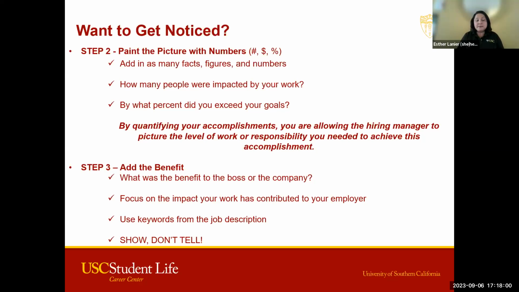And so add the benefit. So, how was that a benefit to the boss or the company? What impact did I make, right? And then again, throughout everything that I'm saying here today is pretty much show, don't just tell that you're good.